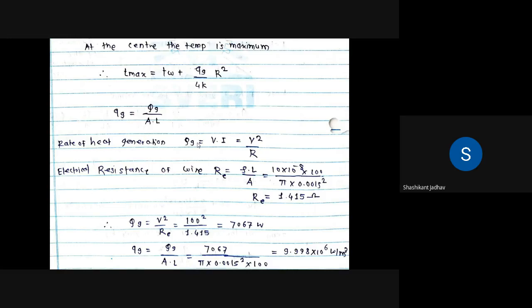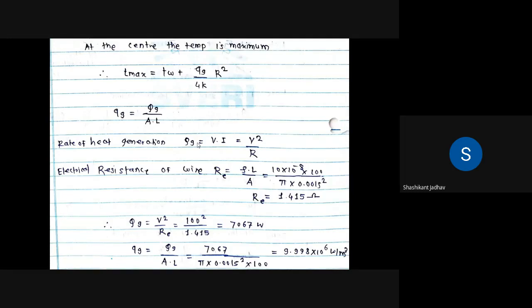Now put this value into the above equation and find out the value of Qg. So Qg is equal to V square by R. So voltage V is given 100 and resistance we have calculated, that is 1.415. So put those values into this equation, we get the value of Qg. So Qg is equal to 7067 watt. Okay, Qg is equal to 7067 watt.